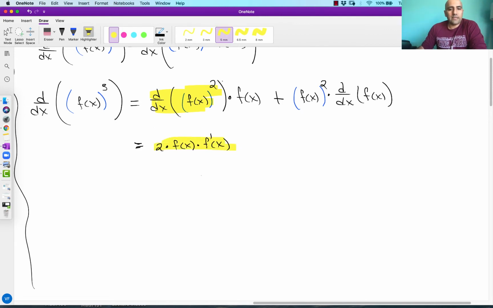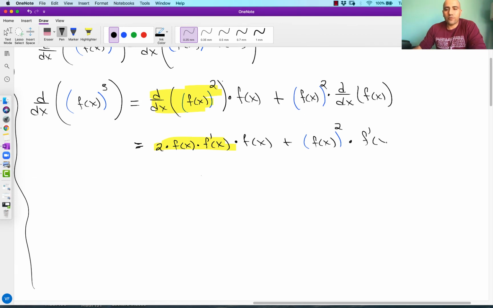Okay, so all of this is that derivative, and then times f of x plus, and now we leave this one alone, so it's going to be f of x in parentheses squared, leave that alone, times the derivative of f of x, and well, again, the derivative of f of x is just f prime of x. We don't know what it is exactly, we just know it exists. It was given to us that it exists.